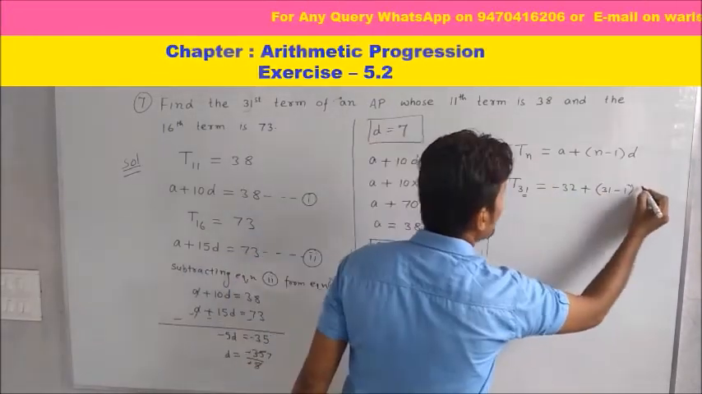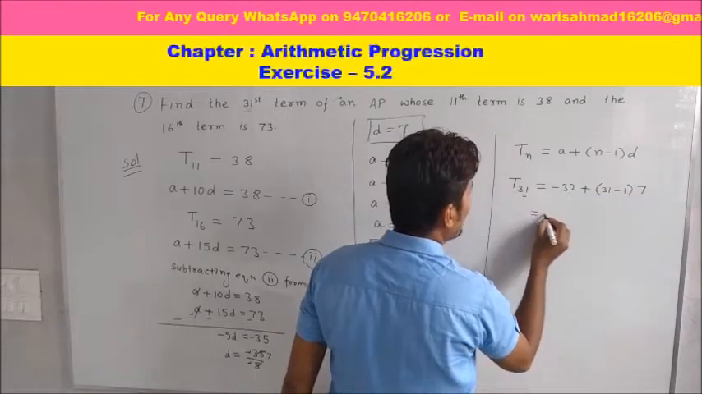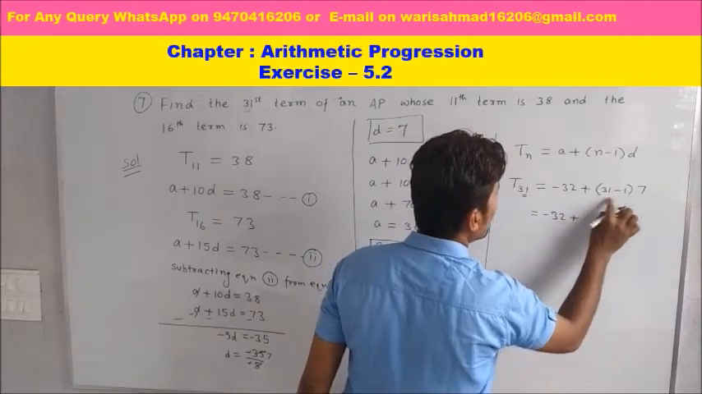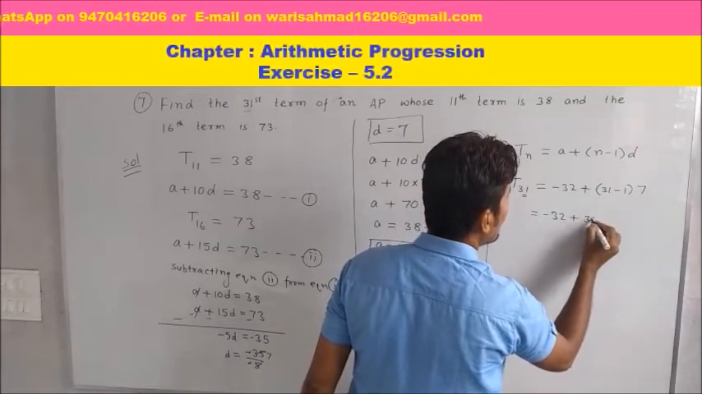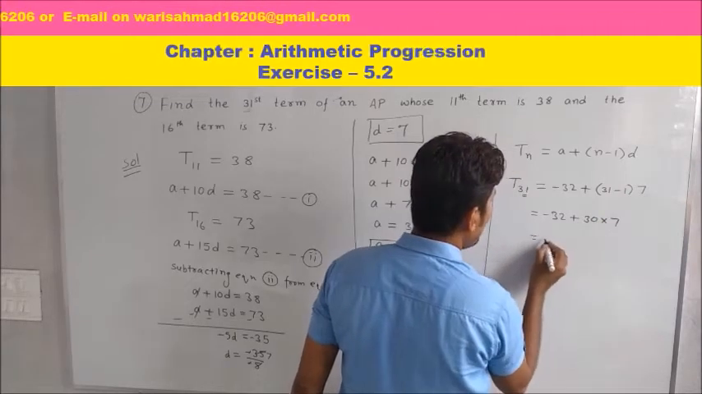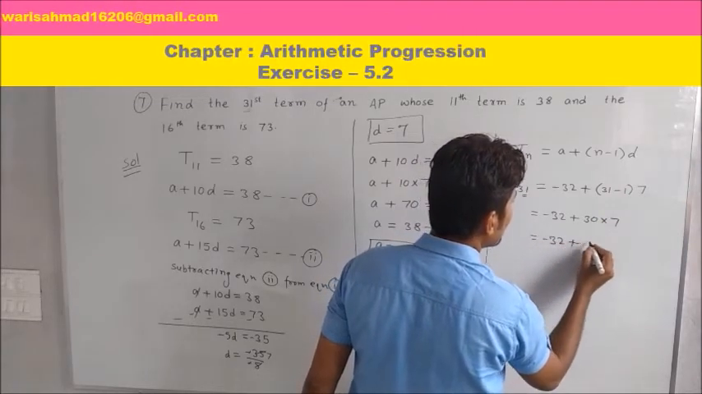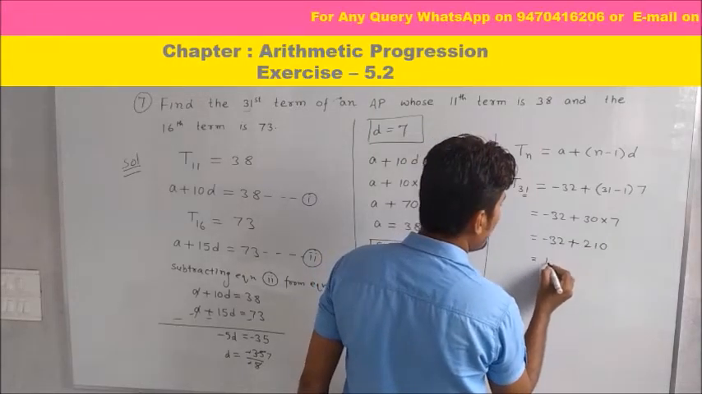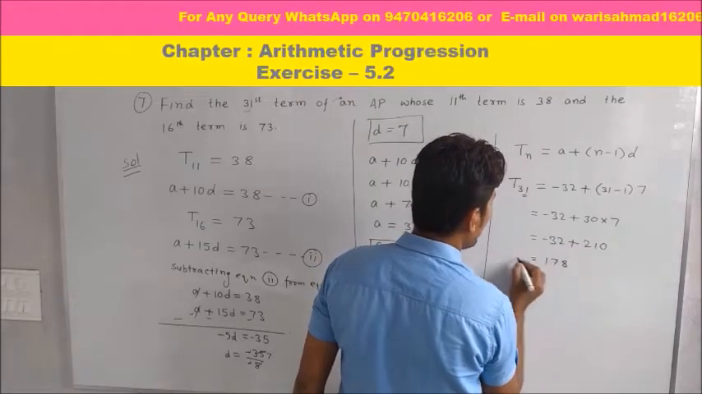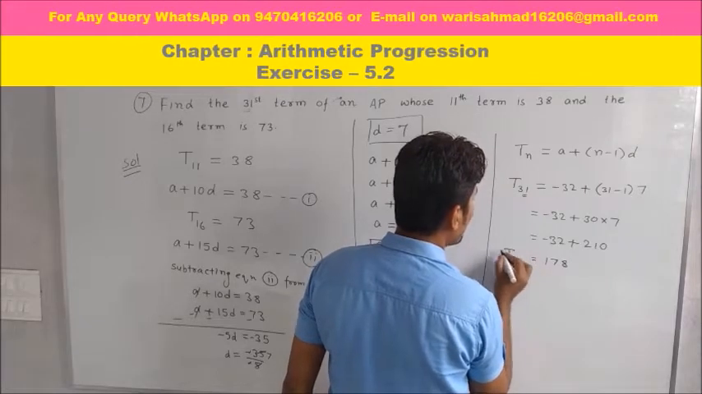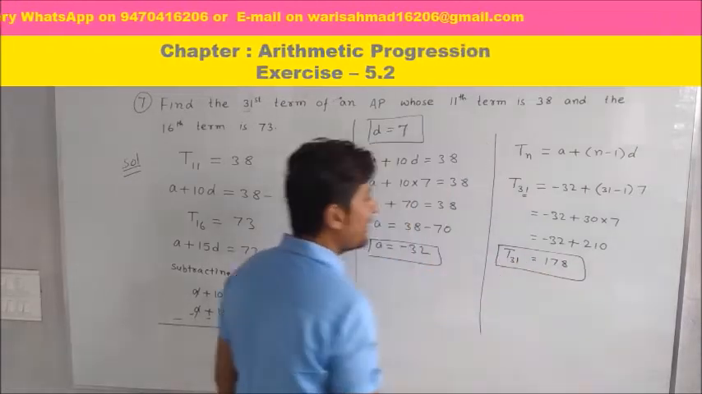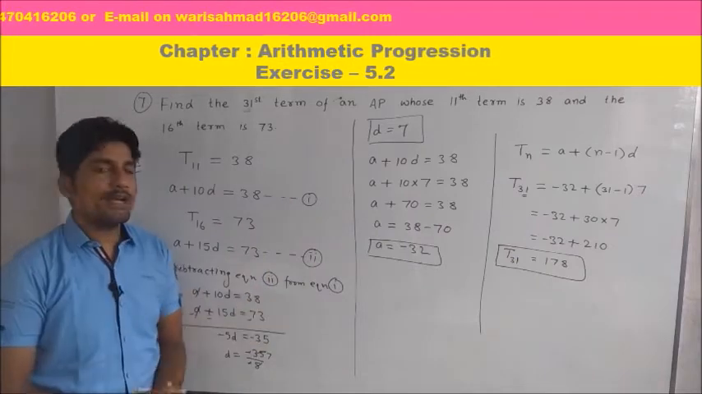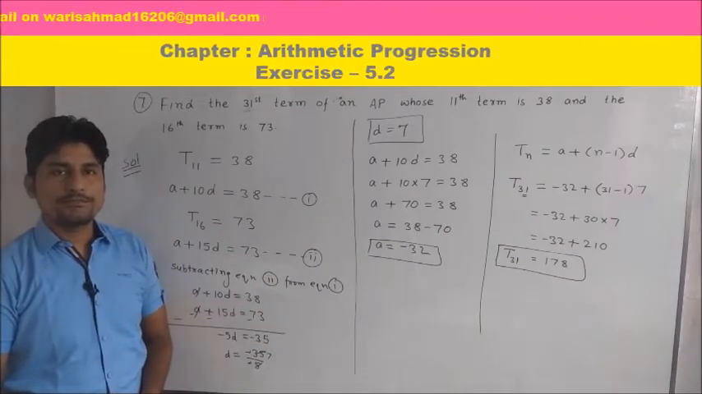The value of d is 7, so we can write 7. Minus 32 plus (31 minus 1) equals 30, multiplied by 7, equals minus 32 plus 210, which is 178. The 31st term will be equal to 178. So this is the final solution of this question.